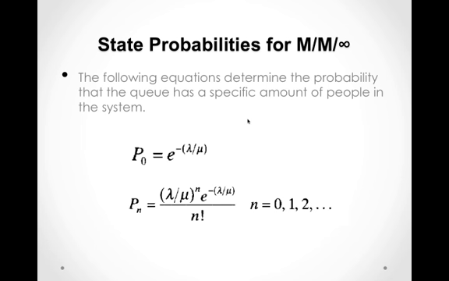P sub n equals (lambda divided by mu) raised to the n power, times e to the negative lambda divided by mu, all over n factorial, where n is integers starting from 0 and increasing. As you can see, this is the exact Poisson probability mass function with parameter lambda over mu, and n is the state you are currently in. So P sub 1 would be the probability that you are in state 1, and P sub 2 would be the probability you're in state 2.